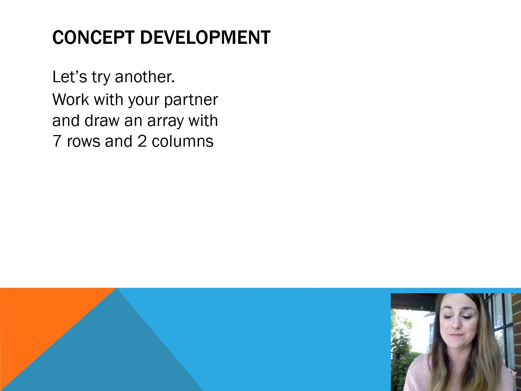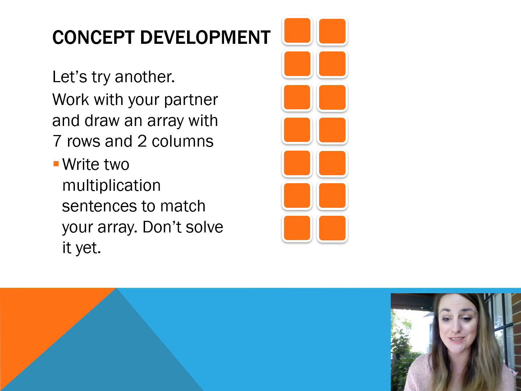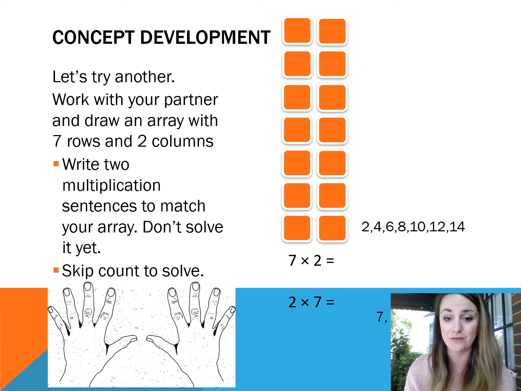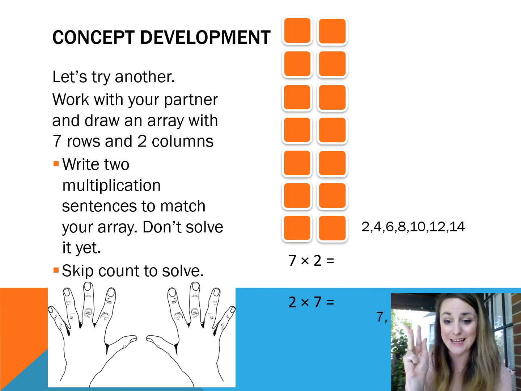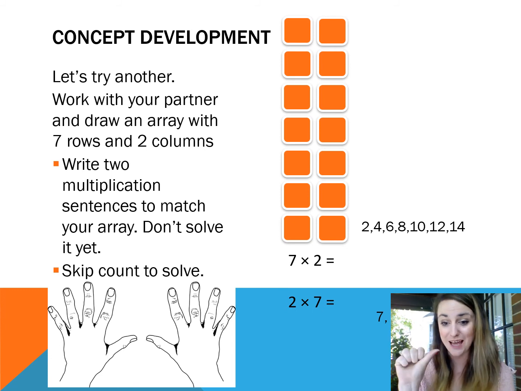Let's try another. Work with your partner or somebody at home and draw an array with 7 rows of 2. Write 2 multiplication sentences to solve your array. Do not solve it yet. You could write 7 times 2 or 2 times 7. Let's skip count in both ways to solve. 7 times 2. 2, 4, 6, 8, 10, 12, 14. 7 groups of 2. Let's do 2 times 7. 7, 14. 2 groups of 7.